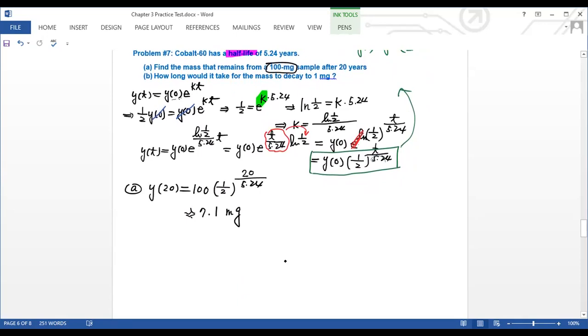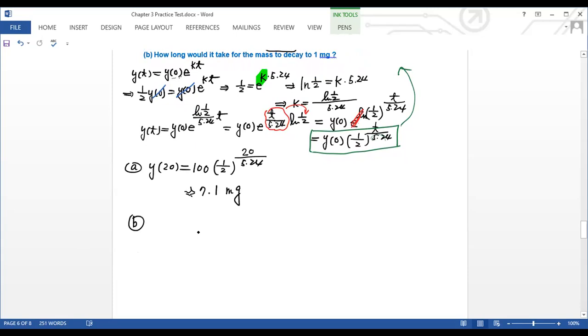Now let's take a look at part B. They ask how long it will take the mass to decay to 1 milligram.